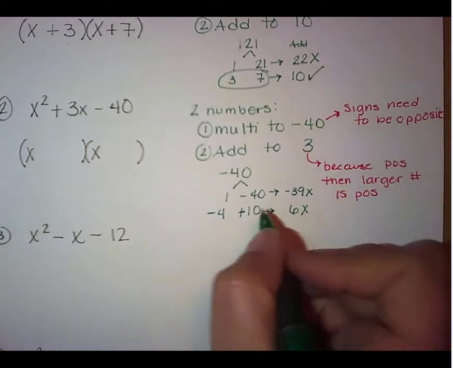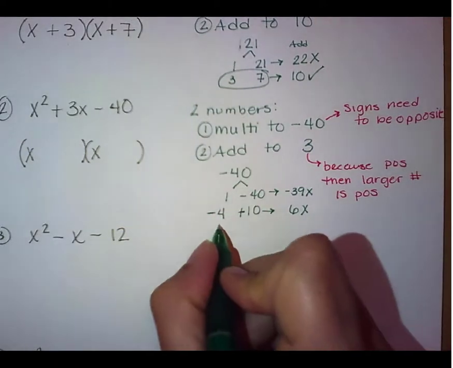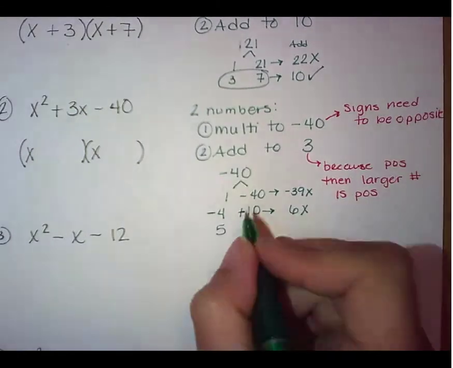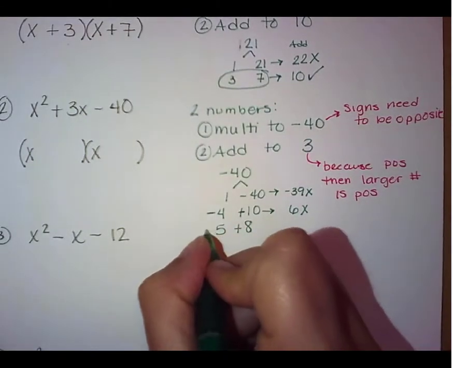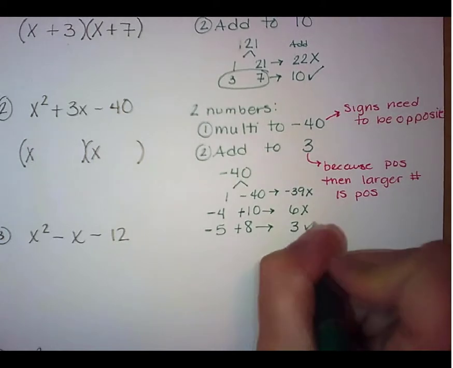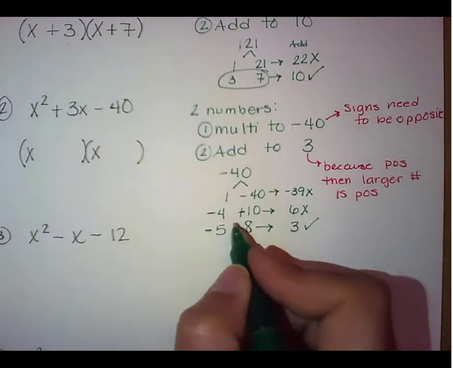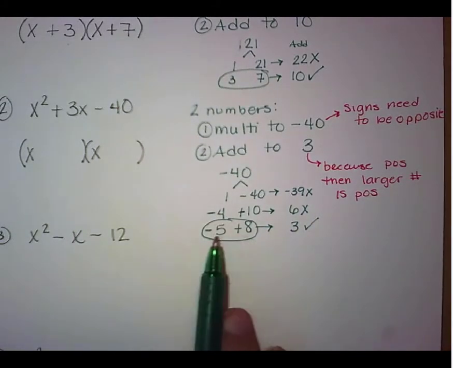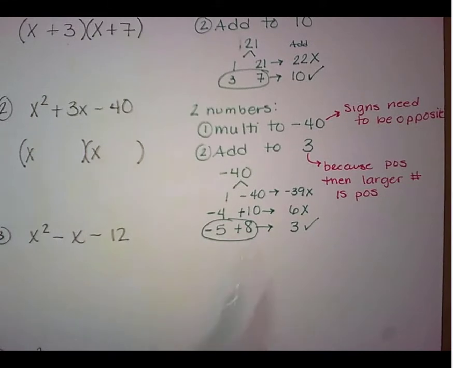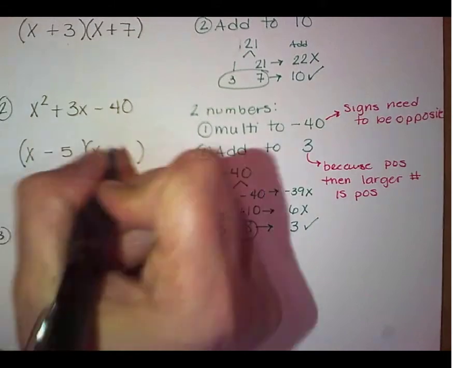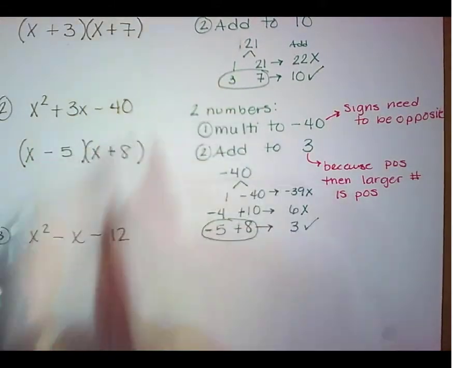So the next thing that multiplies into 40 would be 5 and 8. Again, remember, I want my larger number to be the positive, so it's going to be a positive 8 and a negative 5. When you add those together, that does indeed give you that 3 that you're wanting. So this is our pair that we're going to put in our parentheses. And it doesn't matter which parentheses you put them in, as long as you do a negative 5 and a positive 8. So over here, we've got negative 5, positive 8.